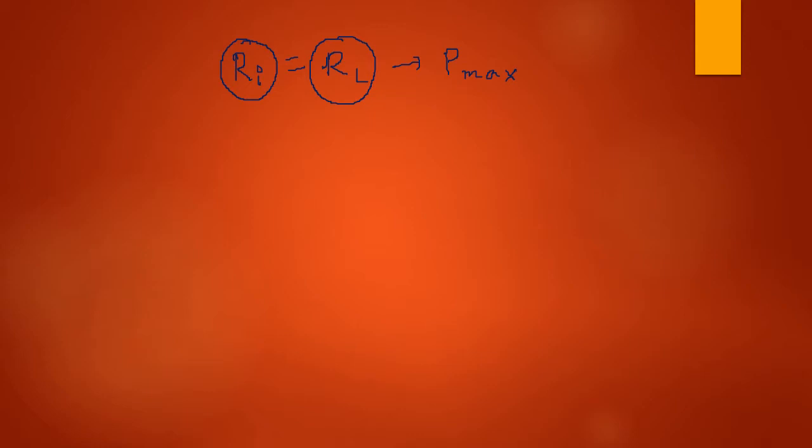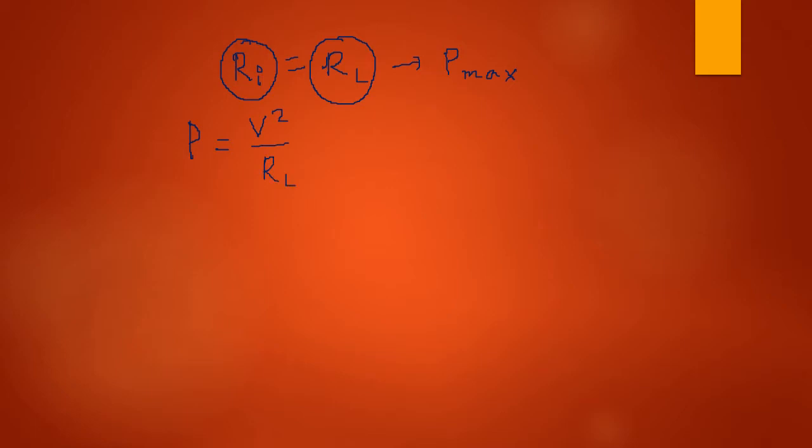Okay, so the power which you are going to calculate from the voltage which you are measuring can be written as P equals V square by RL.